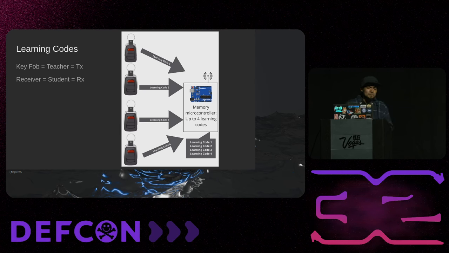Another difference is that when you program a fixed code, you don't have to do any programming. In learning code, you have the teacher, which is the KFOB, that teaches the learning code to the receiver microcontroller. When the receiver microcontroller hears the code through the antenna, it saves that code in its memory and is able to save up to 4 different learning codes. Keep it in mind, because this is useful information to set a backdoor in a few minutes in the other slides.